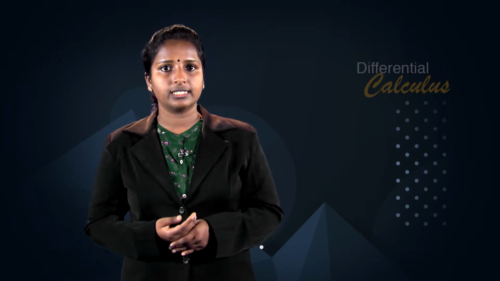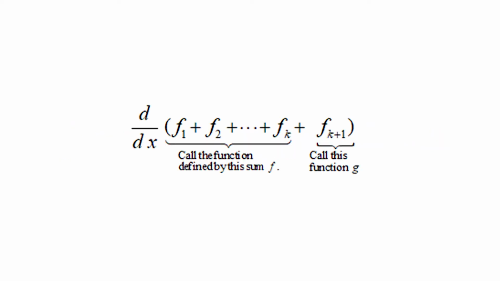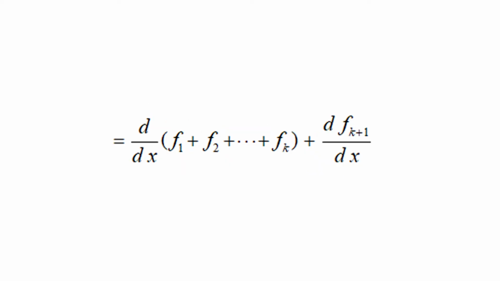So, suppose that d/dx of f1 plus f2 plus etc. plus fk equals df1/dx plus df2/dx plus etc. plus dfk/dx, equation number 1. Then d/dx of f1 plus f2 plus etc. plus f(k+1) equals d/dx of f1 plus f2 plus etc. plus fk, plus df(k+1)/dx.